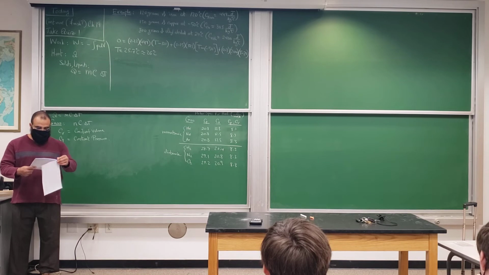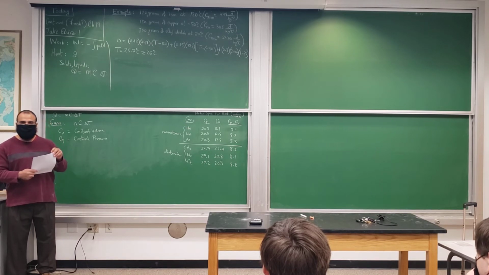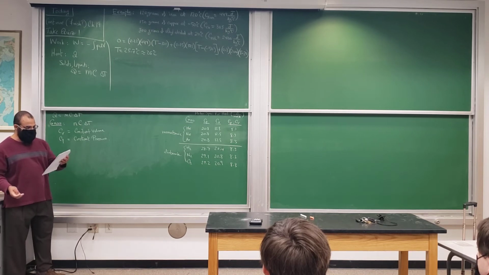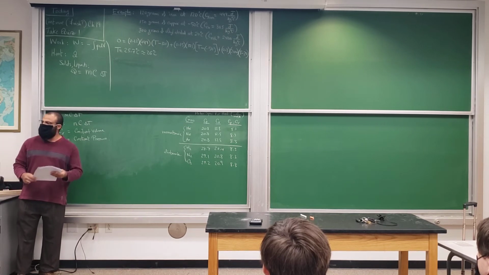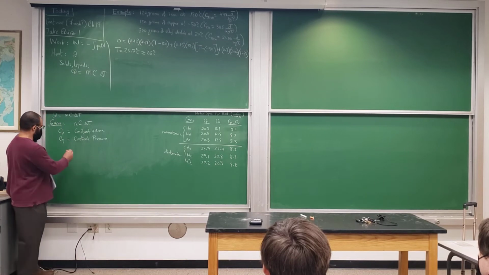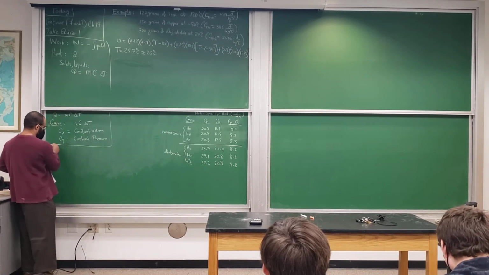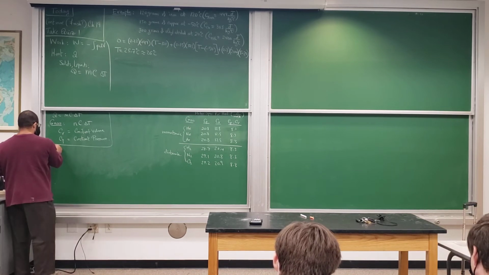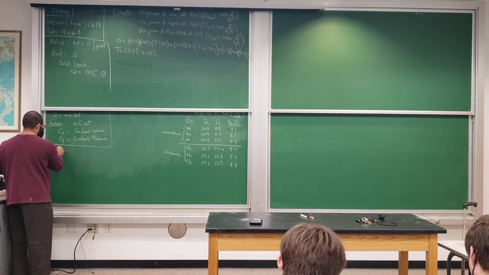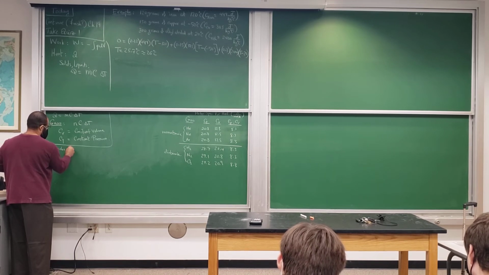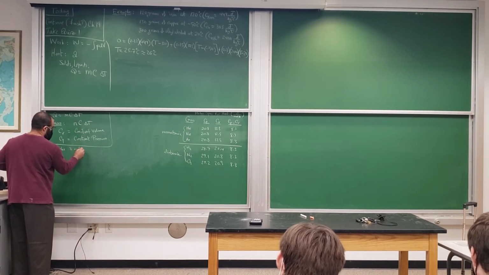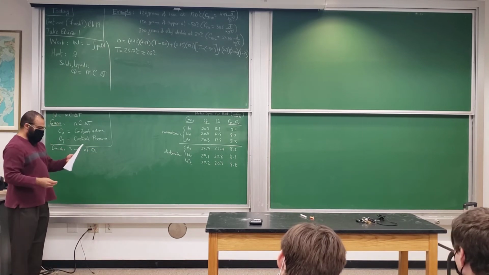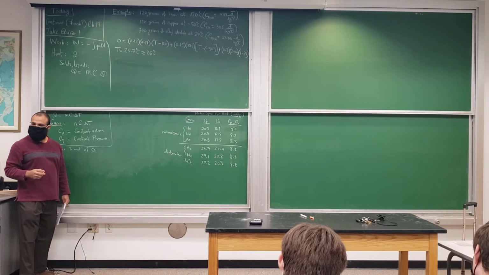So let's do an example just to get a feel for this. The example is from the book. It says, suppose you have 3 moles of oxygen. So consider 3 moles of O2. It's a diatomic molecule, right?